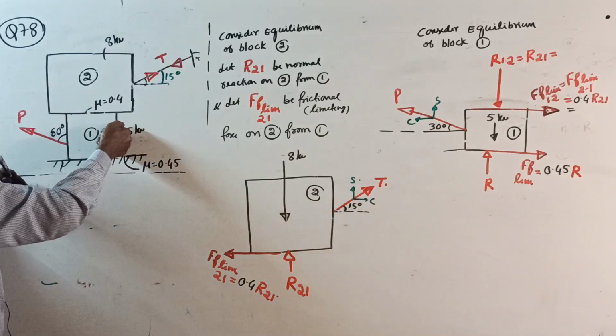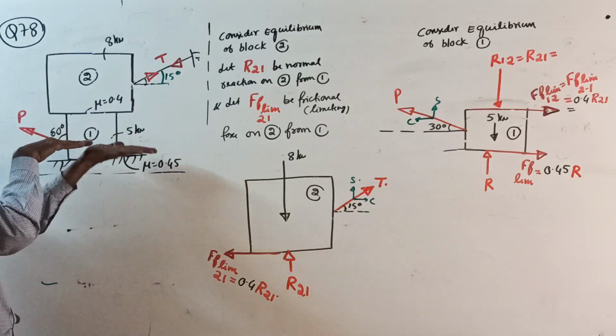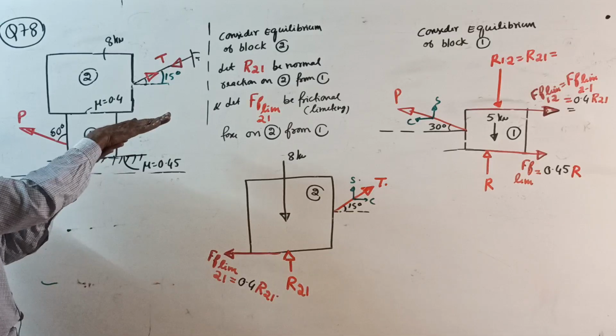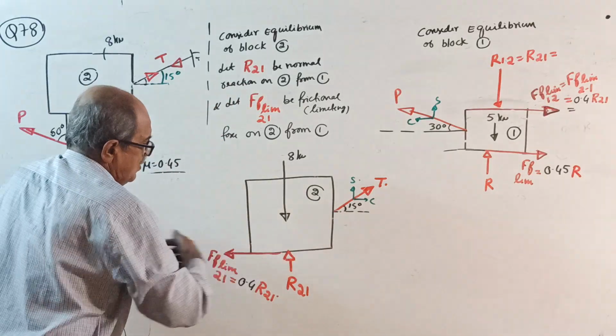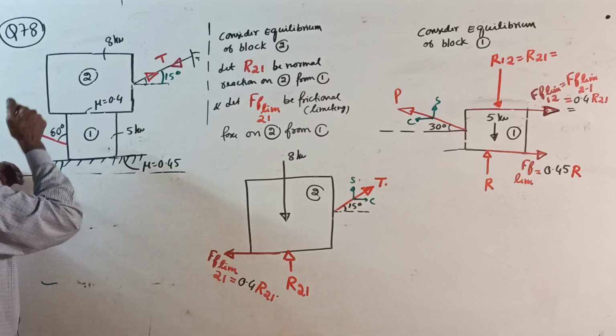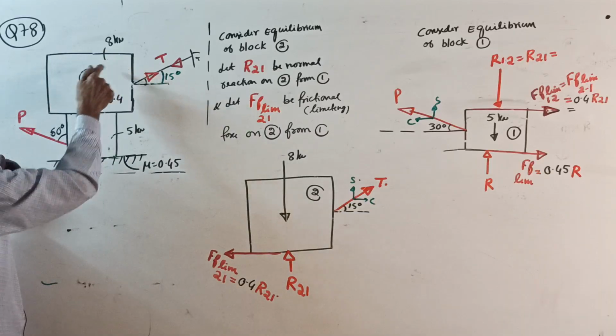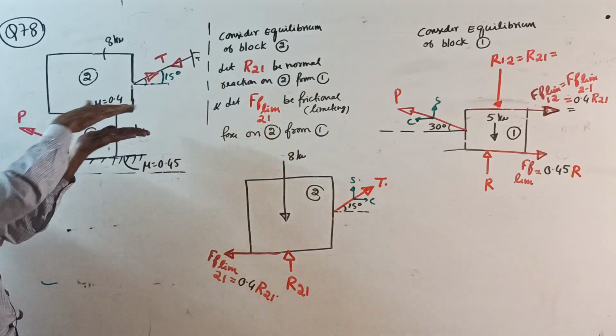This block is moving left side. Relatively, that will move to right side, so friction is left side. Or, when this block is moving this way, friction for that block is the rubbing force of this one. This will rub it, like this.